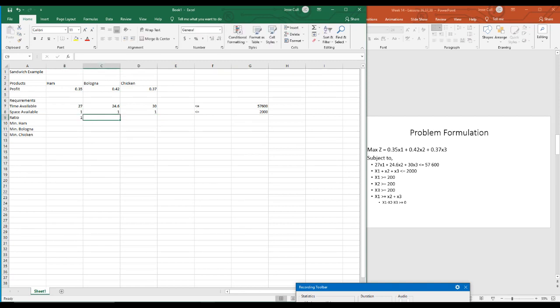Ratio is 1 minus 1 minus 1. Must be greater than or equal to 0. Minimum ham, 1, greater than or equal to 200. Bologna, 1 is greater than or equal to 200. 1 is greater than or equal to 200.